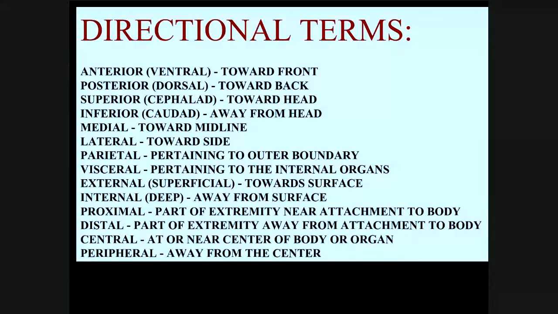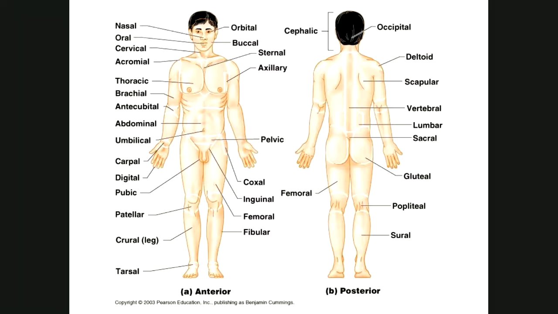Central is obvious, near the center of something, and peripheral, again, away from the center. So those are just terms that are used very often in the medical field when talking about where the parts of the body are. Now, speaking of the parts of the body, one of the things we need to know in this lecture is what they call various sections of the body.